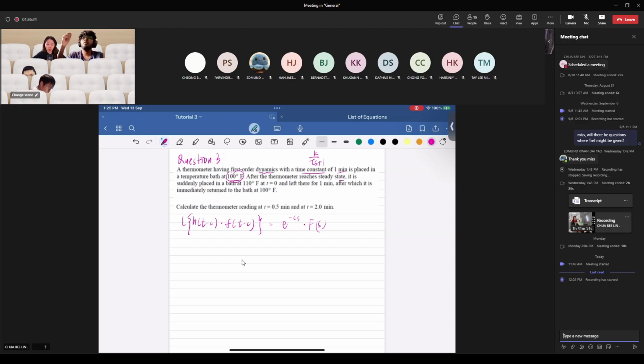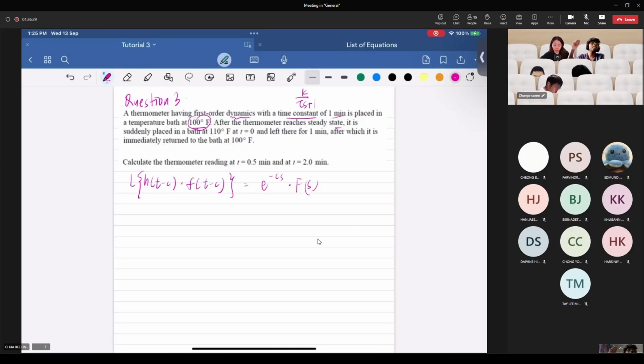And then the change happened. The water bath is changed from 100 degree Fahrenheit to a new value of 110. Okay, and then this change lasts for 1 minute, after which it is immediately returned to the bath at 100 degree Fahrenheit. So for example, I have water bath number 1, and I have water bath number 2. You only have one thermometer.